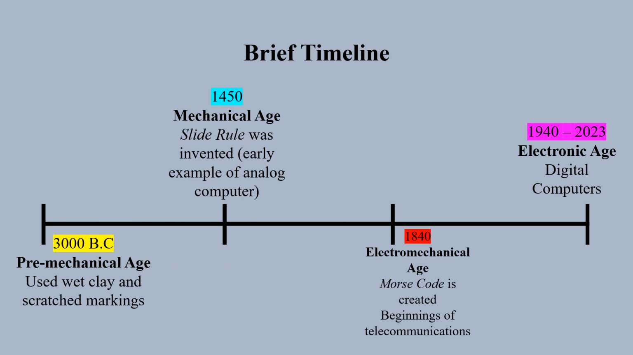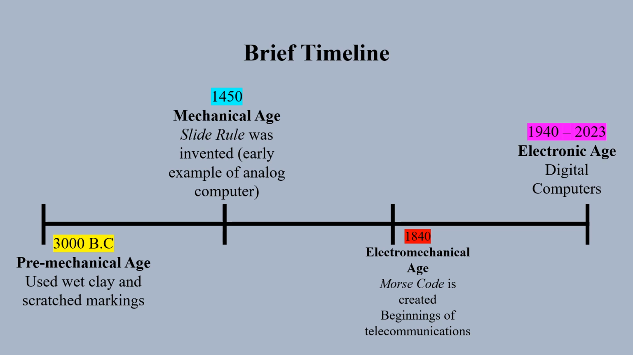Okay. So before computers and touchscreens, people had to be creative in order to communicate. Information technology dates back way to 3000 BC, the pre-mechanical age. Next was the mechanical age, then the electromechanical age, and then finally where we are today, the electronic age.